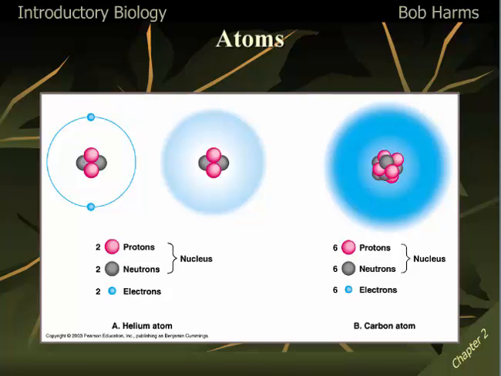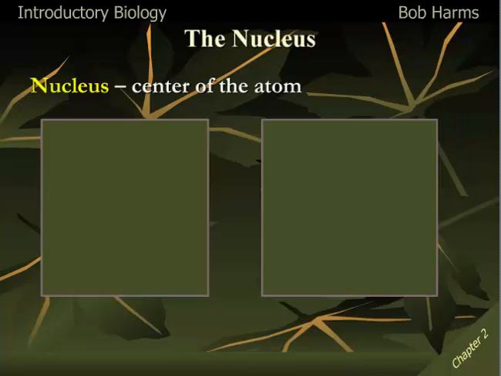And I do want to point out with this chart, we don't always have the same number of protons, neutrons, and electrons in an atom. In the case of helium and carbon, they're the same, 2 of each in helium or 6 of each in carbon, but that's not always the case. It really just depends on the specific element that we're looking at. We'll start at the nucleus, the center of the atom, and look at atomic structure.